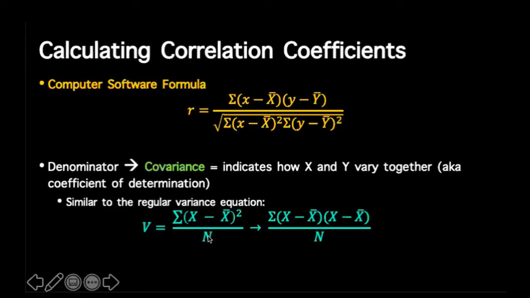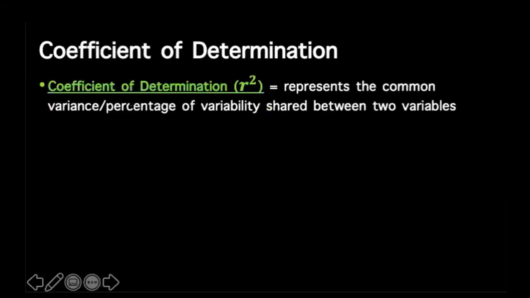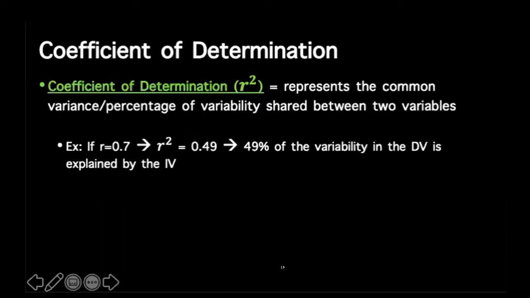But if you look back at our actual variance equation, it's quite similar. Covariance, which we also refer to as the coefficient of determination, is r squared. Super easy to calculate. If you know what r is, you can figure out the coefficient of determination. Basically, what this represents is the common variance, or shared variance, between two variables. So what the heck does this mean?